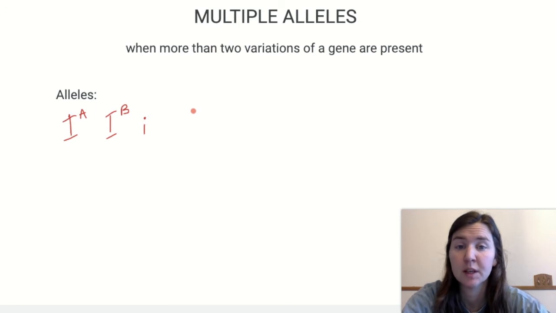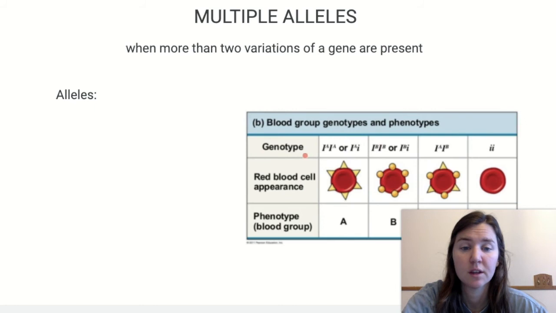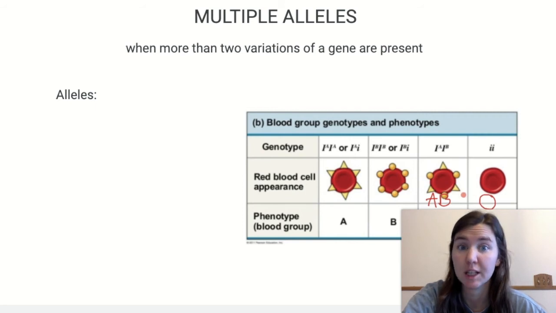So if we look then at this chart, this shows us the different genotypes that you can have and what blood type that would give you, okay? You can't see down here, but this one says this one's AB, and this one is type O blood. So that's multiple alleles because rather than just having two different forms, there's three different alleles.